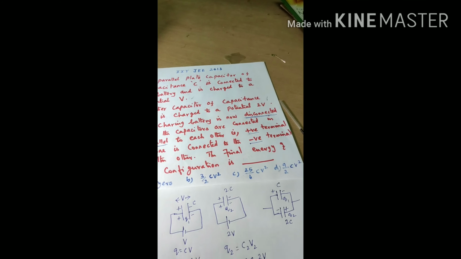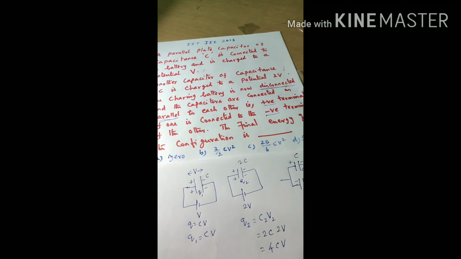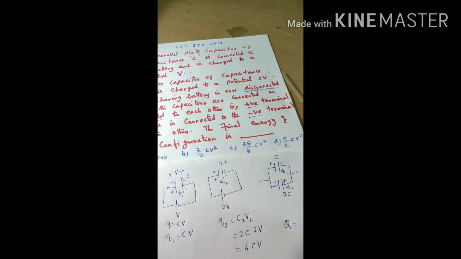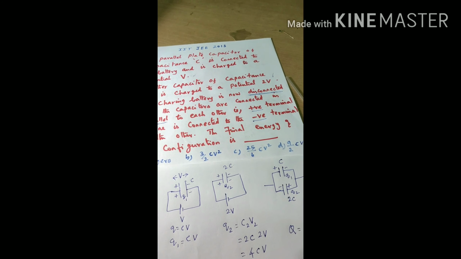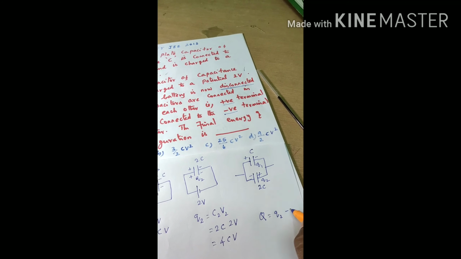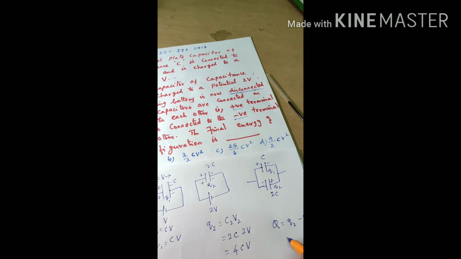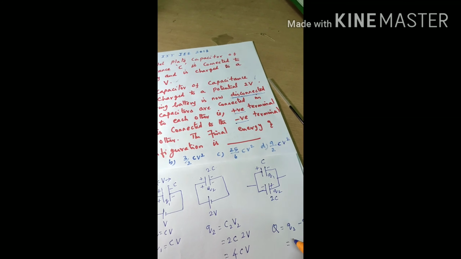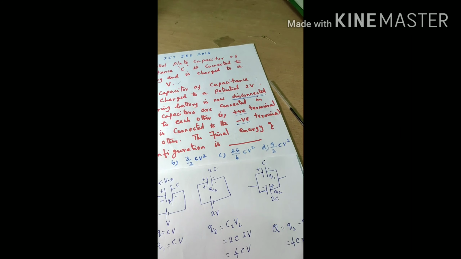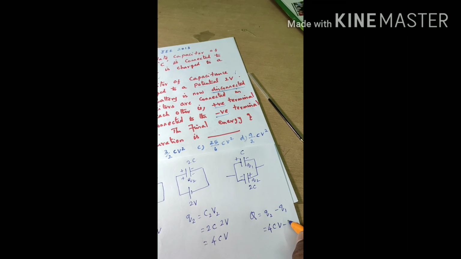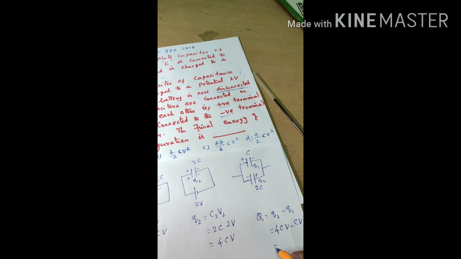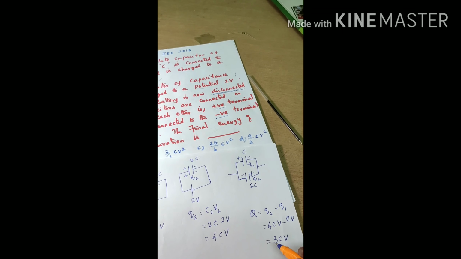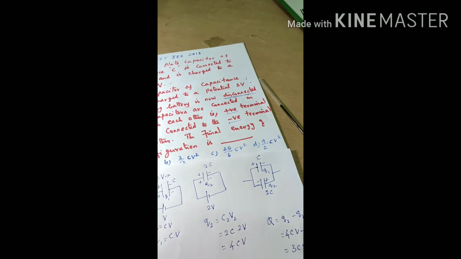Now we find the net charge after connecting these things. Net charge is equal to Q2 minus Q1, since one is negatively charged and connected here. Q2 is 4CV minus CV, that is equal to 3CV. 3CV is the total charge of the capacitor combination.